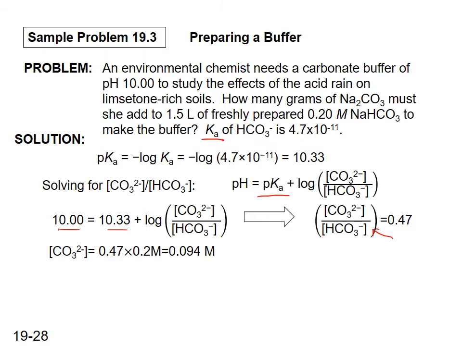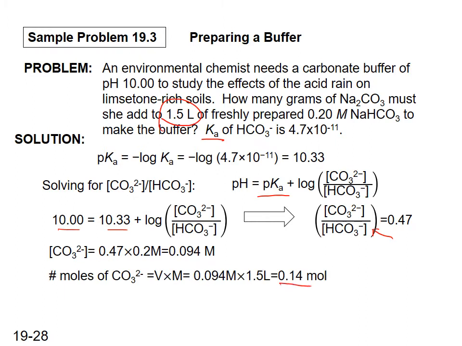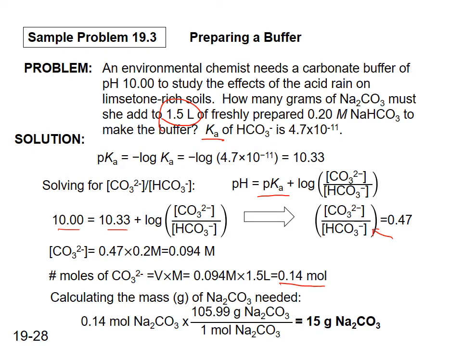The base is the acid concentration times the ratio, and that gives you 0.094. So we have the base concentration and we have the volume, so volume times the concentration gives you the number of moles, and this is the number of moles of carbonate that is needed. Okay, and with number of moles, then we can calculate the mass. The mass is number of moles times molar mass, and the answer is 15 grams of sodium carbonate.